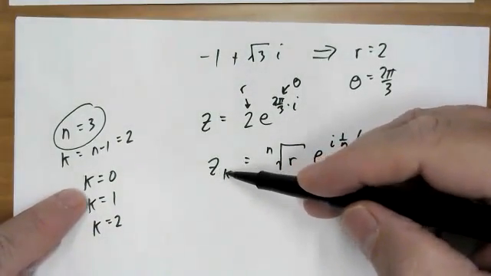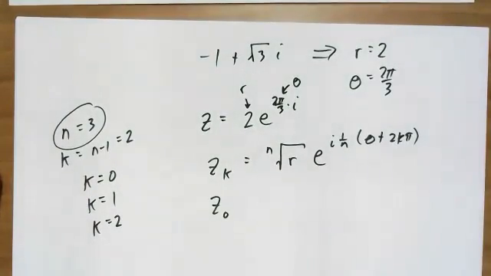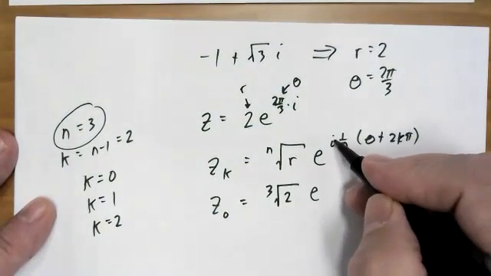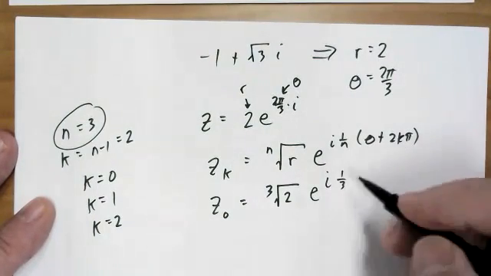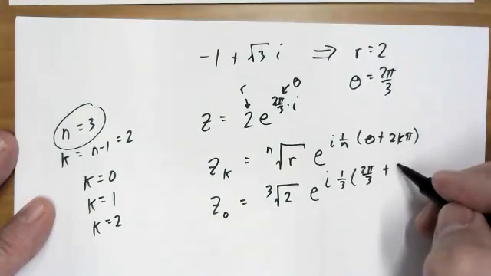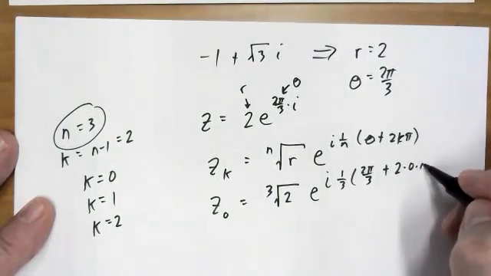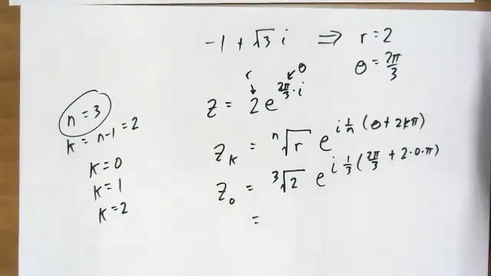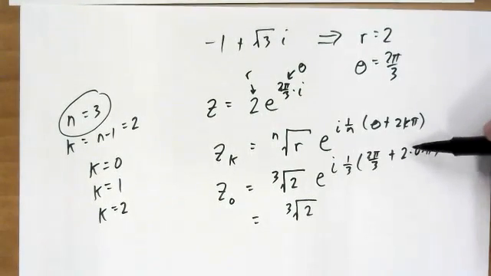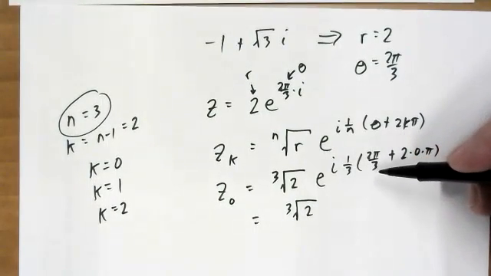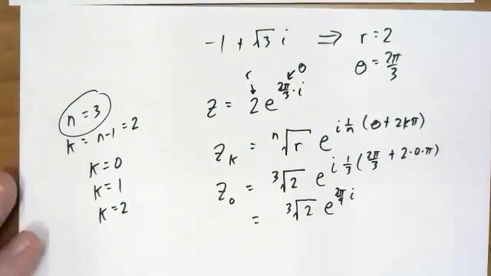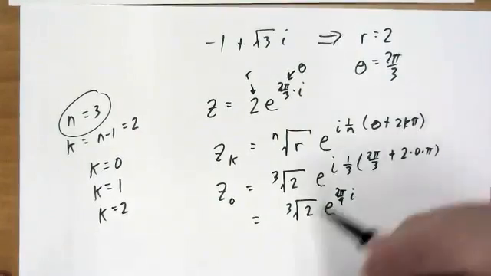The first time is when k is 0. So we call this z of 0. n is 3. r is 2. And we just plug stuff in. e to the i, 1 over n is 1/3. Theta is 2 pi over 3 plus 2k pi. k is 0, so 2 times 0 times pi. So we simplify this. Cube root of 2. 2 times 0 times pi is 0, so we're left with 2 pi over 3. 2 pi over 3 times 1/3 is 2 pi over 9. So I have e to the 2 pi over 9 times i. This right here is what we call the first root. It's z of 0.